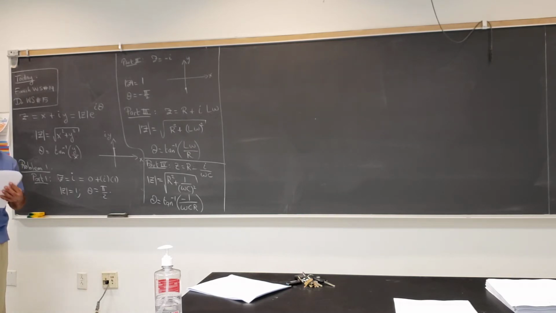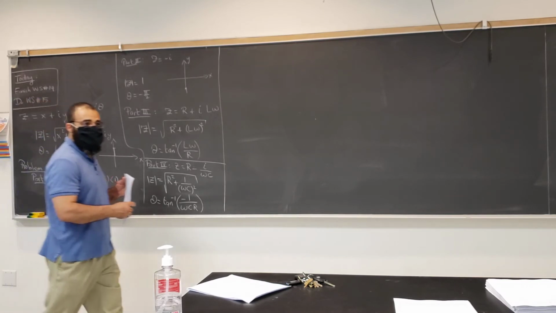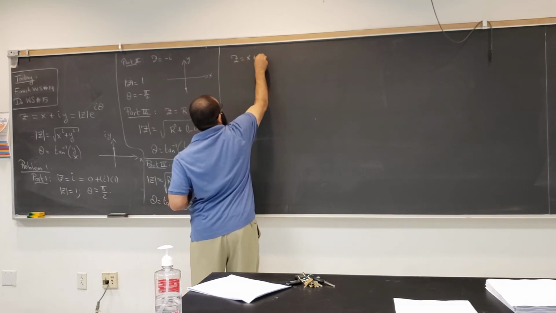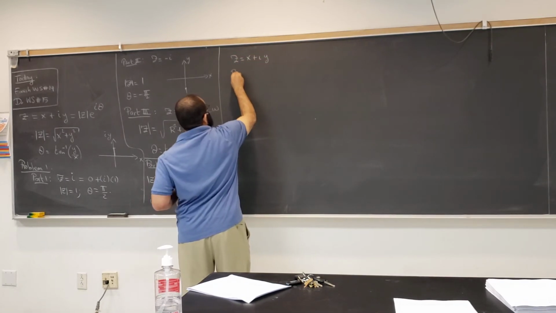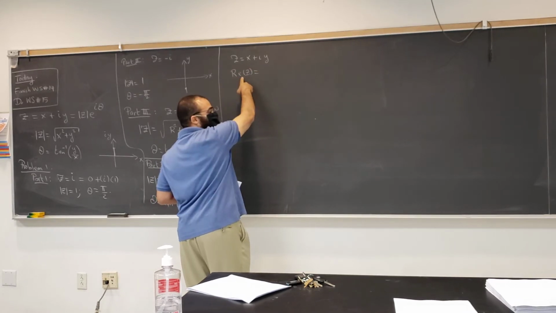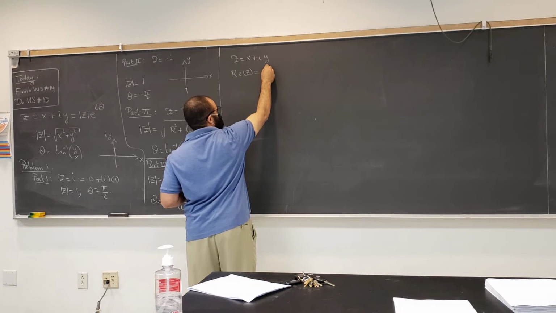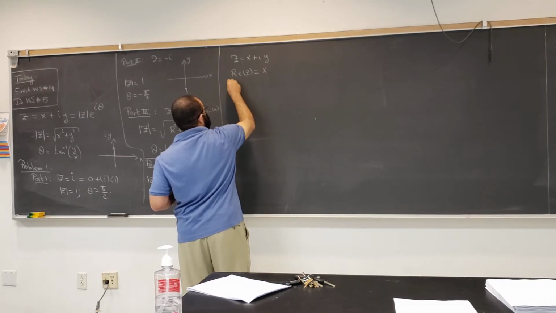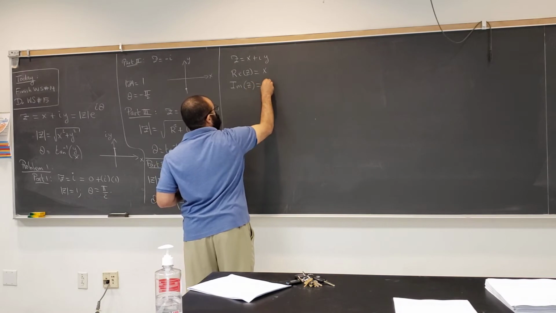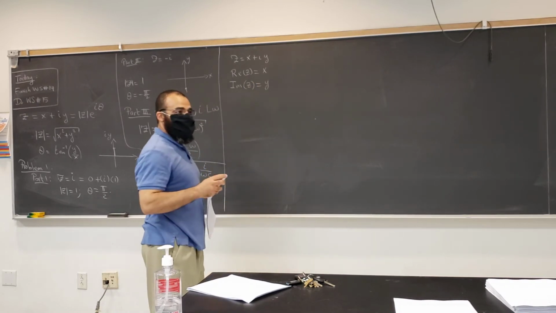So sometimes for the real part of Z, we use this formula here. If Z is equal to X plus IY, we say the real part of Z is what? RE means the real part of Z is X. And the imaginary part of Z is just the Y, because the imaginary part is real.